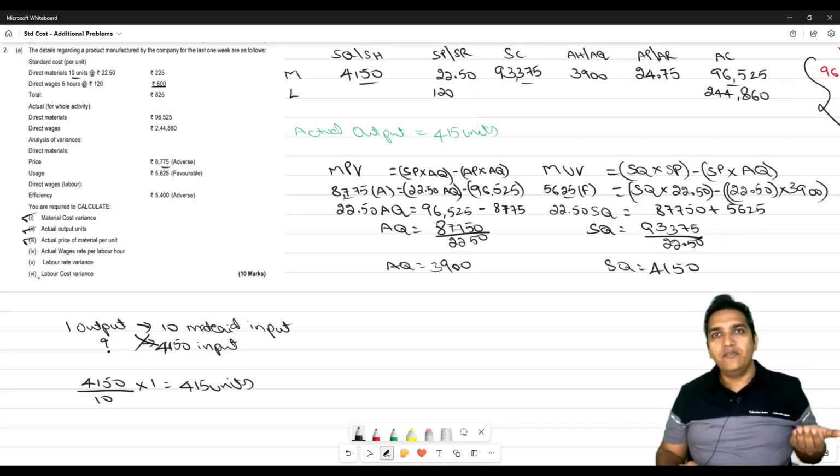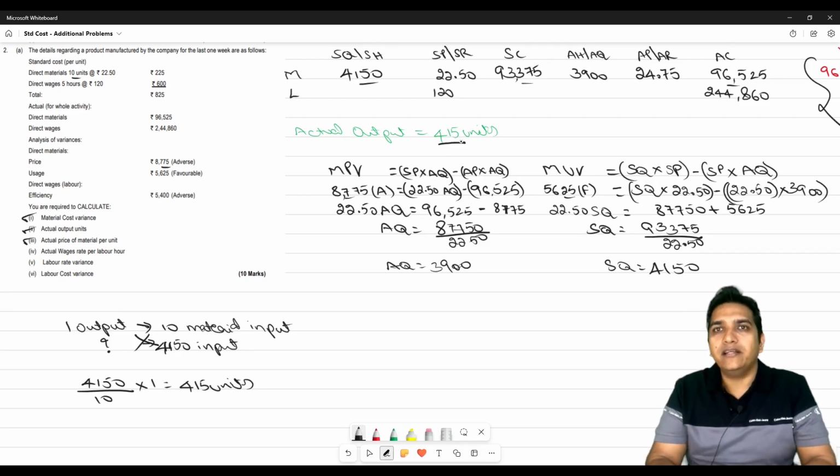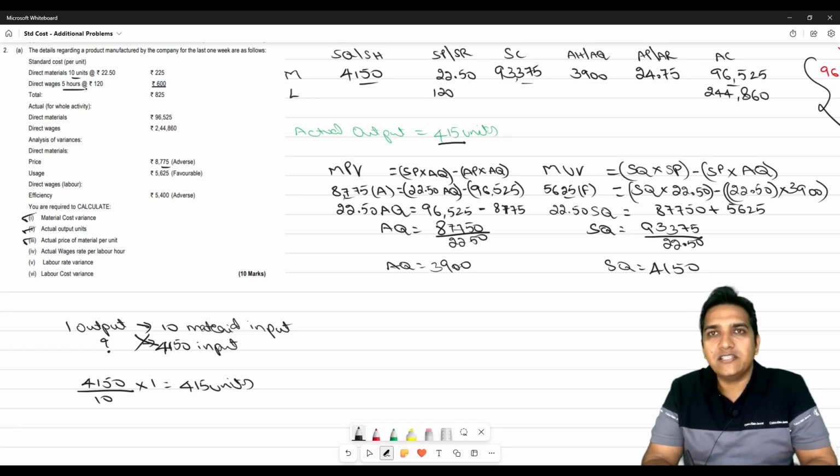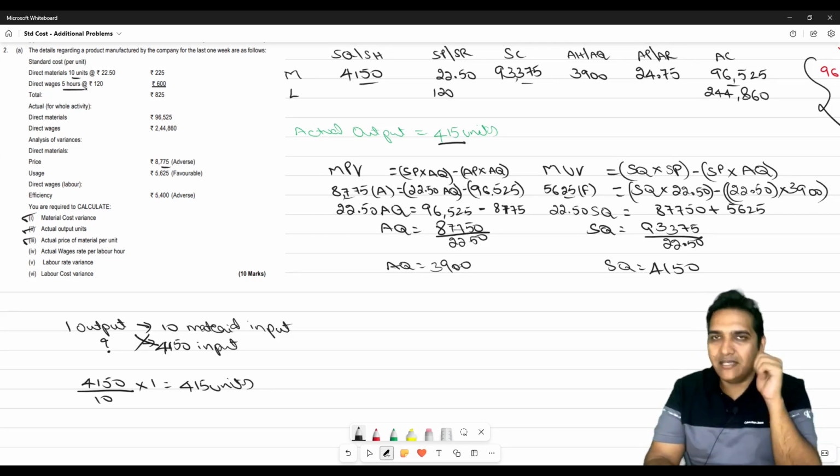Now we will go to our labor, the requirements for labor variances, right? First let us calculate our standard hours, because that is a little easier now. See, we have our output as 415, right? We have computed that our total output is 415, and the question says for 1 unit we require 5 hours.